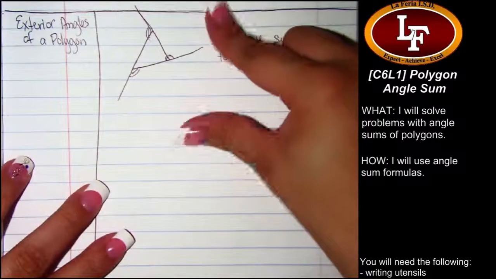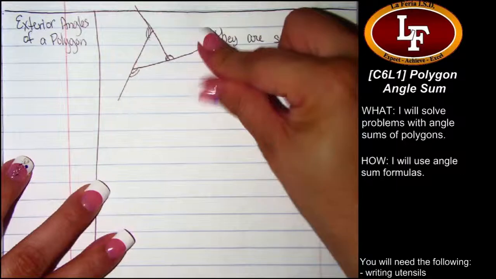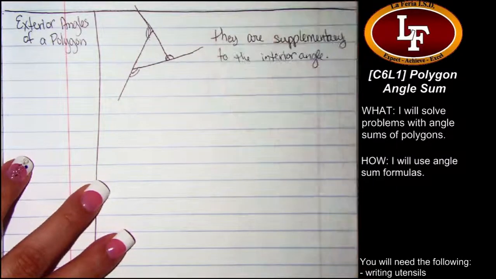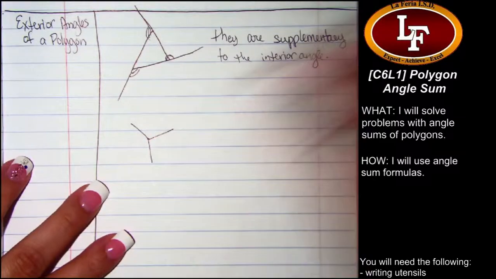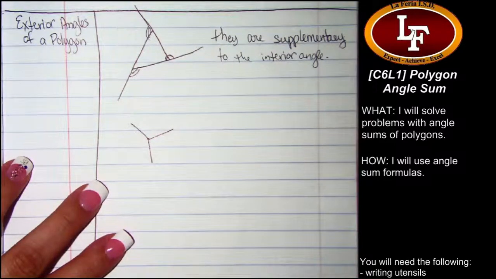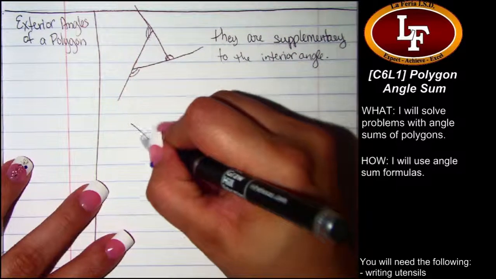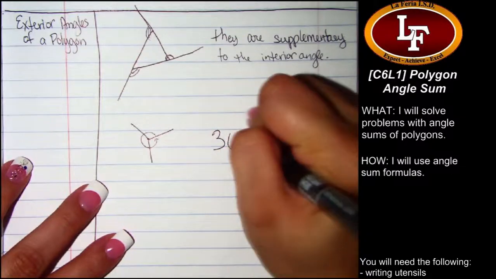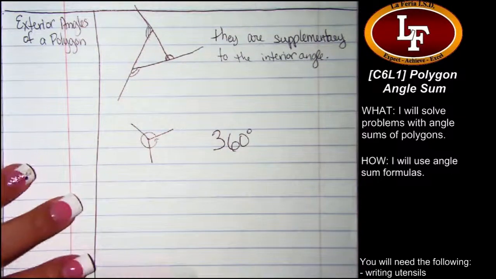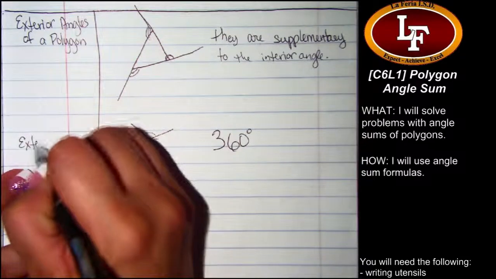Zoom out more. Keep zooming out until that triangle turns into a dot and you end up with something that looks like this. What's this angle measure right there? One full rotation around a circle is 360 degrees. And so our last concept for today is going to be the exterior angle sum.